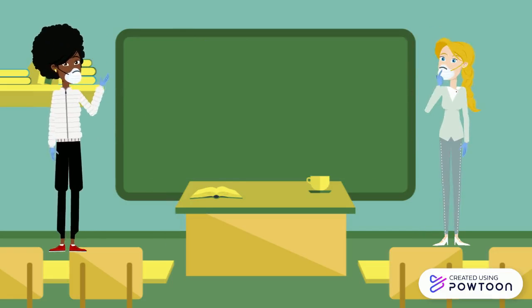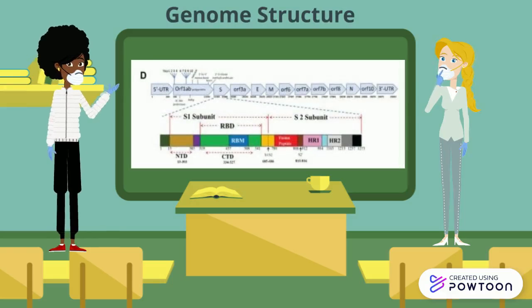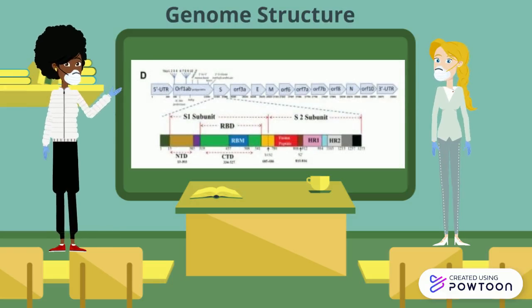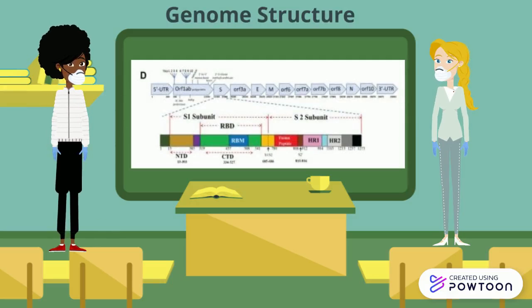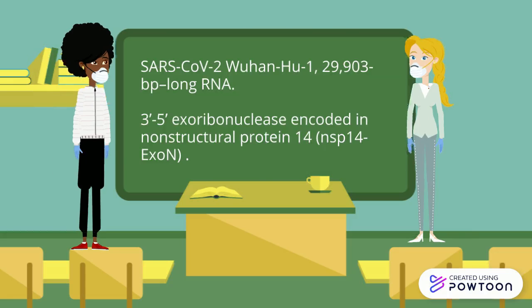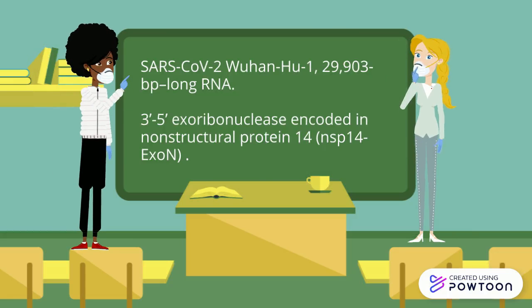The genome is 5' capped and 3' polyadenylated. There are two flanking untranslated regions and several open reading frames that encode multiple proteins. At the beginning of each structural and accessory gene, there are transcription regulatory sequences that are required for expression of each gene. The unique thing about SARS-CoV-2 is that it has a large genome and enzymes responsible for replication fidelity that proofread RNA during replication.